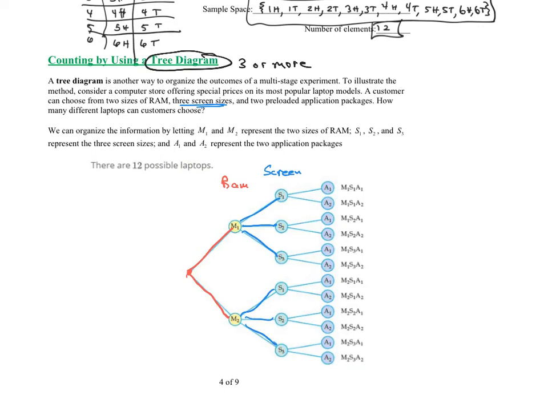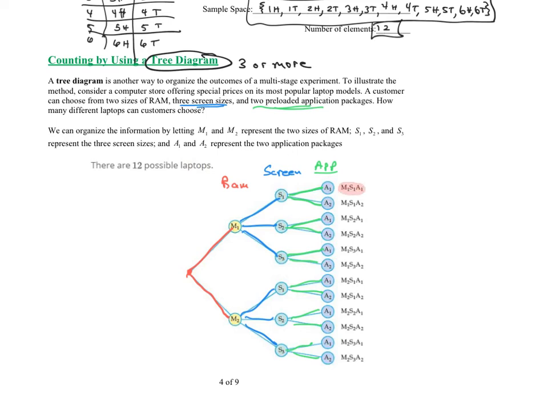After we make a screen choice, we can look at 2 preloaded applications. So here's my application choice. No matter which one I pick, I have 2 different choices that I can make, no matter the screen size or RAM that I picked. So following that chain, I can see, for instance, this one right here. Let me go ahead and highlight it.